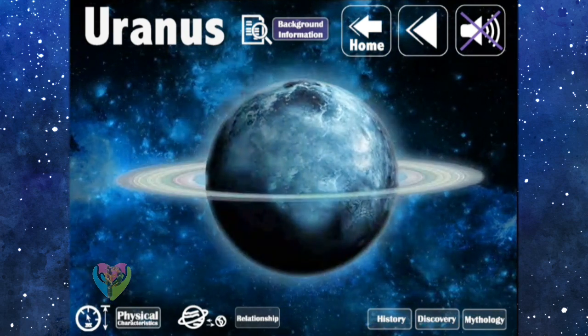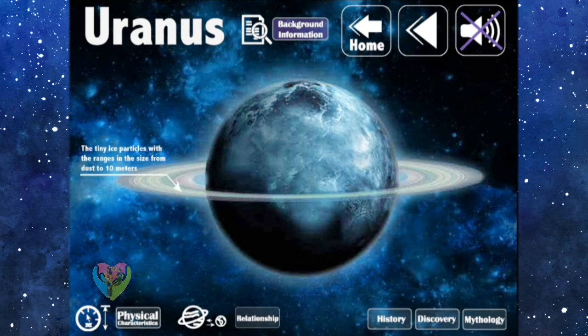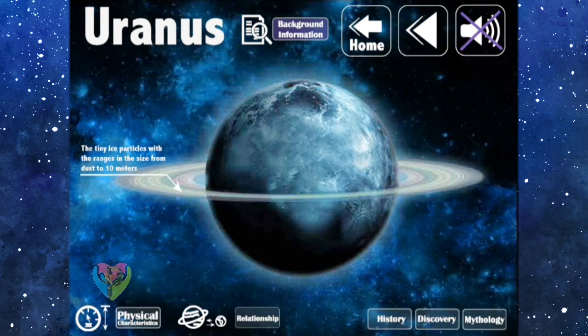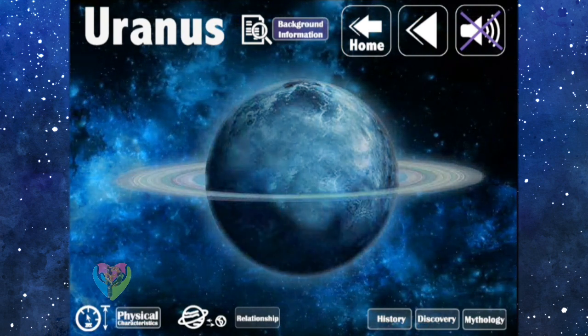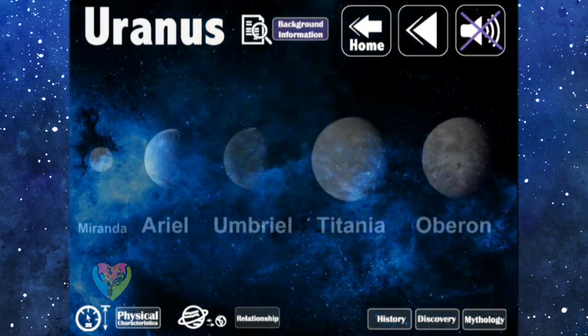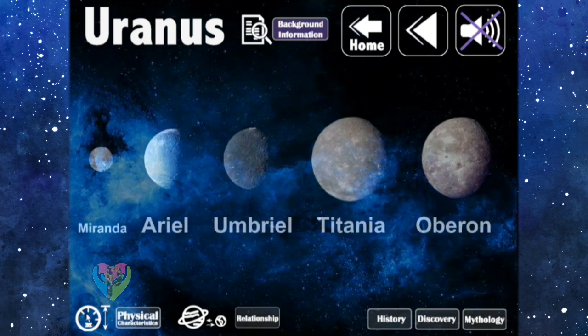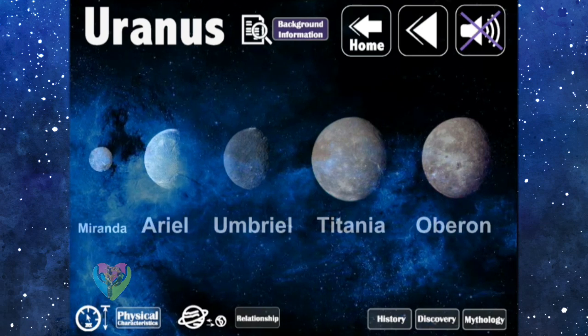The rings of Uranus are not very bright, especially when compared to the bright rings of Saturn, as the rings of Uranus consist of tiny ice particles ranging in size from 10 to 10 meters. They are visible when using a telescope. Uranus has at least 27 natural satellites. The circular big moons include Miranda, Ariel, Umbriel, Titania, and Oberon.